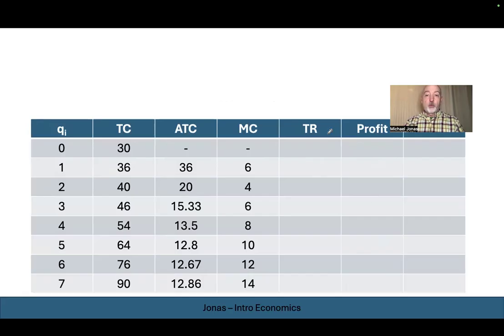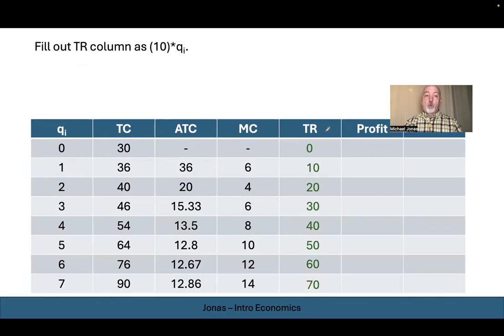So to get our total revenue, it's just price times quantity. So 10 times Q all the way down. So we produce zero output, we earn zero revenue. One unit at 10 gives us 10, two units at 10 gives us 20, so on and so on and so on. So every row, we're adding one unit of output. So we're adding another $10 in revenue based on what we were told was that equilibrium price.